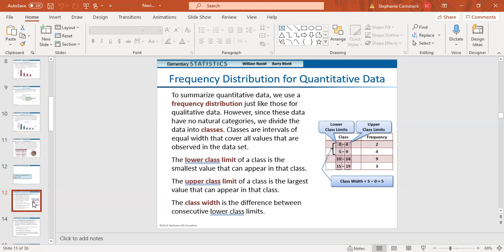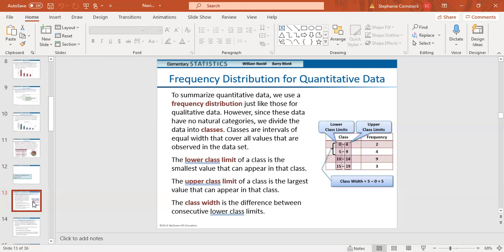So if we take a look at this example that they've got right here on the side, we've got what are called lower class limits, which is the low side value. They can ask you what is the lower class limit of the third class? Well, that would be the number 10. But if they ask you for the lower class limits, plural, then they're going to want you to state 0, 5, 10, and 15. Now, we also have upper class limits, which is the high side value that's allowed in. So in this case, we have 4, 9, 14, and 19.